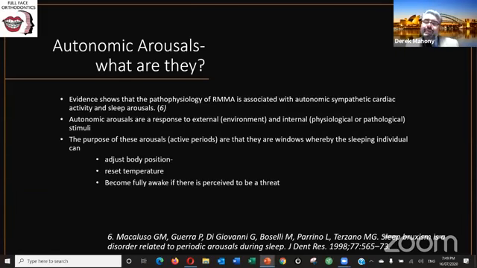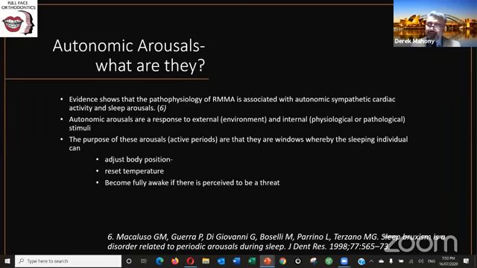Well, in the papers that I've read, and I've got a reference down the bottom there, the pathophysiology of that rhythmic muscular activity is associated with autonomic sympathetic cardiac activity and sleep arousals. Those arousals are normally a response to either external or internal factors. Sometimes the purpose of the active periods is where someone's adjusting their body temperature, body position, resetting their temperature. They become fully awake if there is perceived to be a threat.